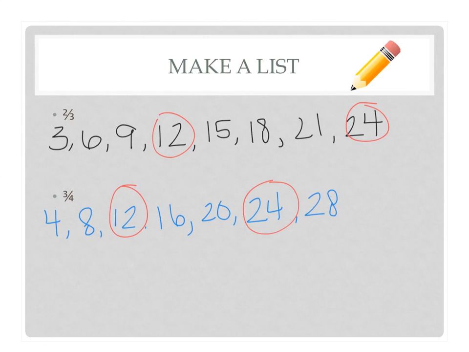Since you see the pencil symbol on this slide, go ahead and pause the video. Write both fractions and list their multiples of denominators underneath. Then circle the multiples they have in common. When you finish, hit play and continue.